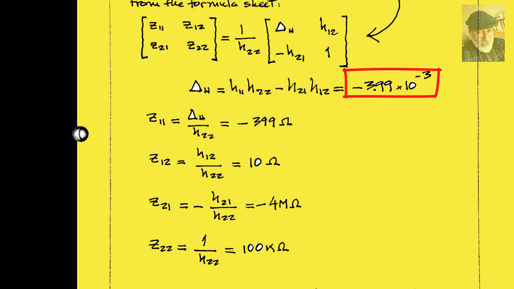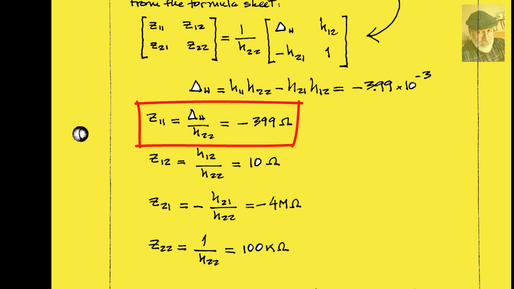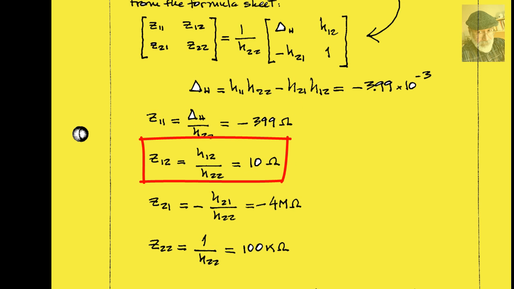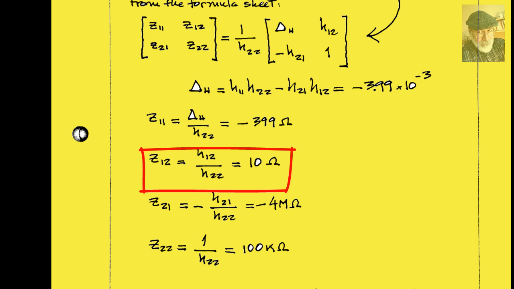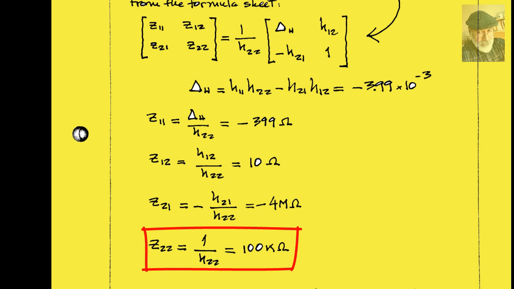And then we can compute the Z parameters. Z11 is the determinant of the H matrix divided by H22. That is negative 399 ohms. Z12 is H12 divided by H22. That is 10 ohms. Z21 is the negative of H21 divided by H22, negative 4 mega ohms. And Z22 is the inverse of H22, 100 kilo ohms. And that completes part A.